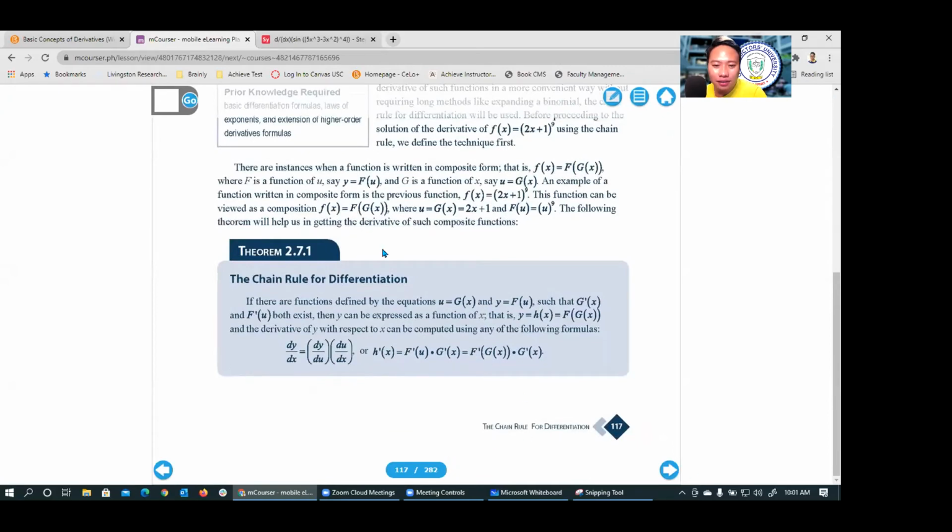Guys, this is the formal definition of the chain rule, and if you're going to read that, I won't explain it because it's too technical for you and it's confusing. Anyway, you're not going to proceed to the engineering field in college, you're not going to take math as your field. So I just explained the application right away, how to use the definition, and that's what we did earlier in solving the chain rule.